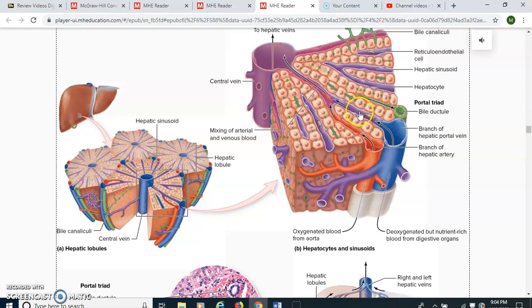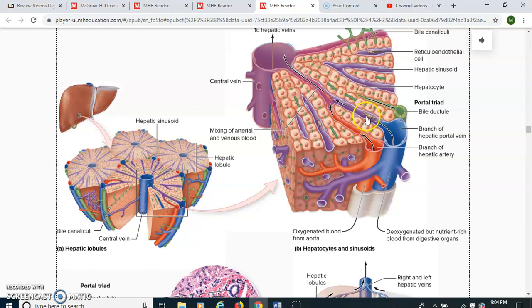But then the hepatocytes are going to take up some of those components, some of those nutrients, and convert them, process them, I guess we say, into things that won't be harmful to our cells, and actually that our cells can use. And if there's anything toxic, any toxins that we might have absorbed in the small intestines, then the hepatocytes can neutralize them.